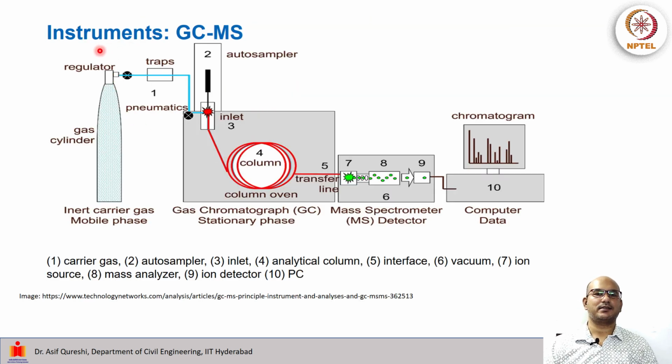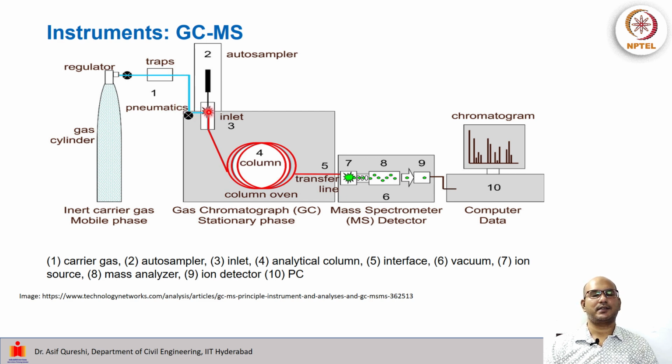GCMS schematics is something like this. We have the auto sampler here, which injects the sample. We have an inert carrier gas, which is the mobile phase. It goes through certain traps, and it is required that they be clean of at least the analyte, and generally high purity gases are used.